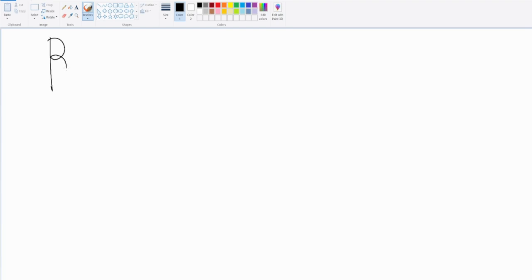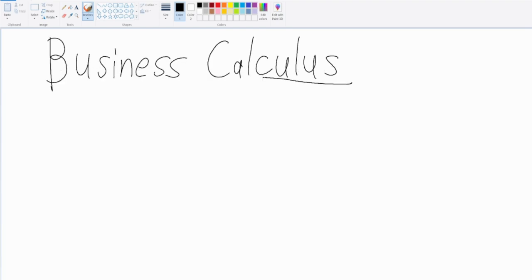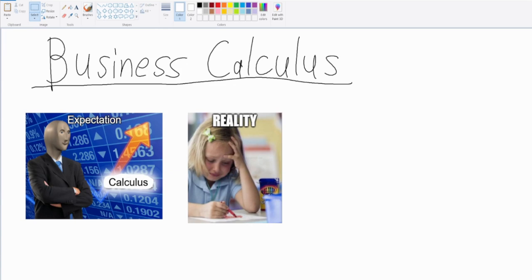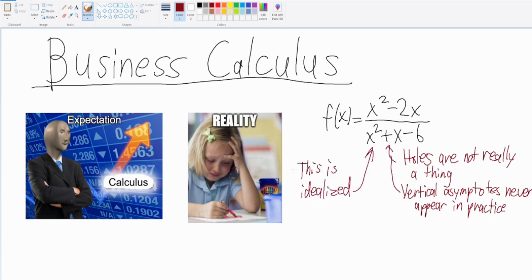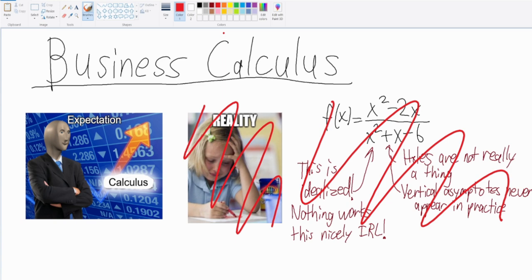Today we're talking about business calculus. Business calc is a class that claims to be about teaching practical calculus from the perspective of economics and business. But math classes like this are super idealized and they don't really represent how complicated the world actually is. So today I would like to show you some things that you will see in the real world.